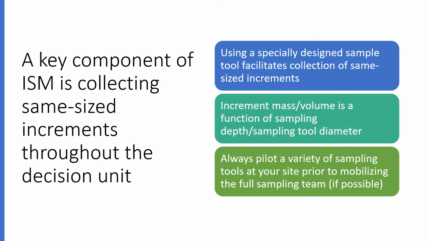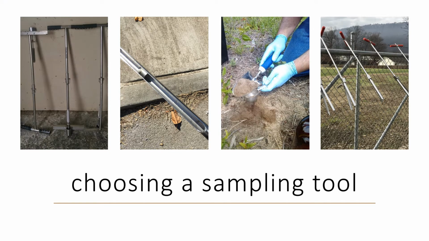collected in each location. The increment mass or volume that is collected is a function of the sampling depth and the sampling tool diameter. It's important to always pilot a variety of sampling tools at your site prior to mobilization to make sure that the tool that you've selected to collect your increments is best suited to the site conditions at your location. These photographs show a variety of sampling tools that can be used to collect same-size increments for surface soil sampling applications. The tools can vary by width, depth, and release of the soil contained within the sampler.